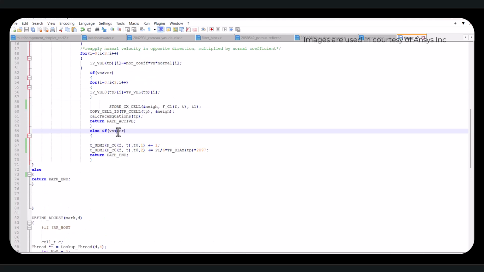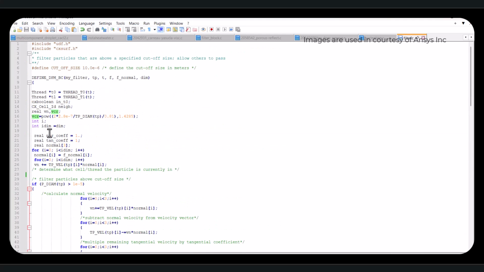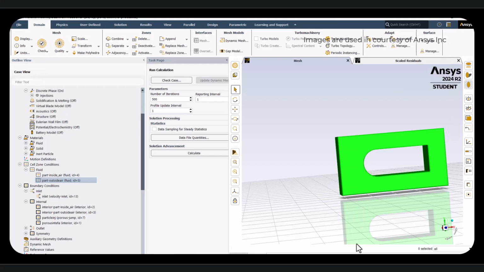So what is critical velocity? We have this formula. This helps in understanding the velocity with which a particle will try to revert back on hitting the wall. So maybe I'll just show this way.